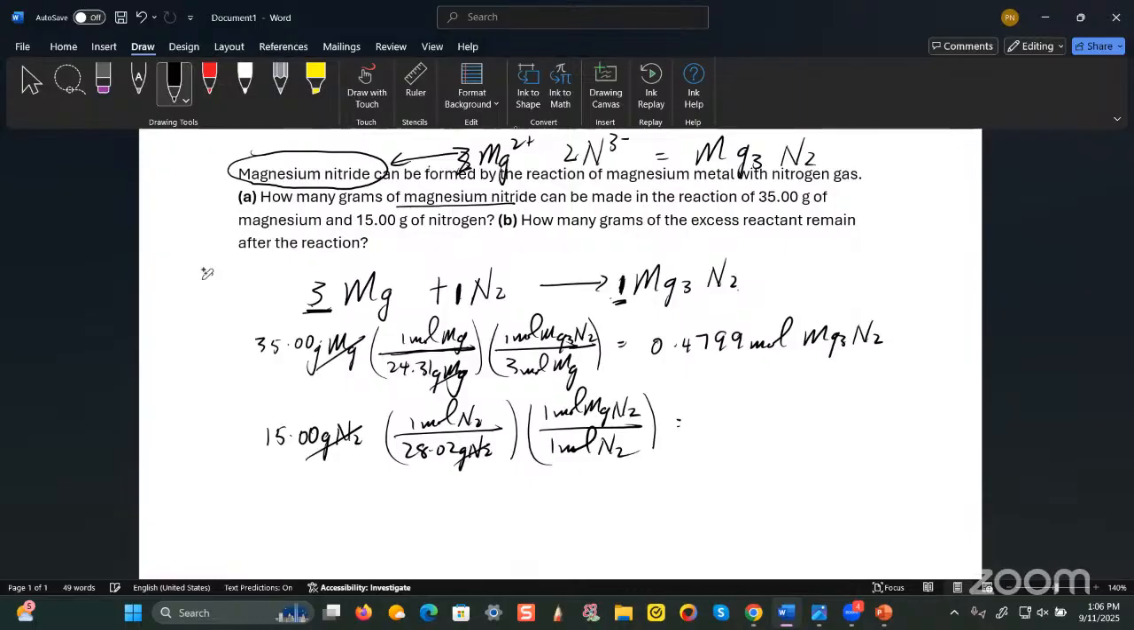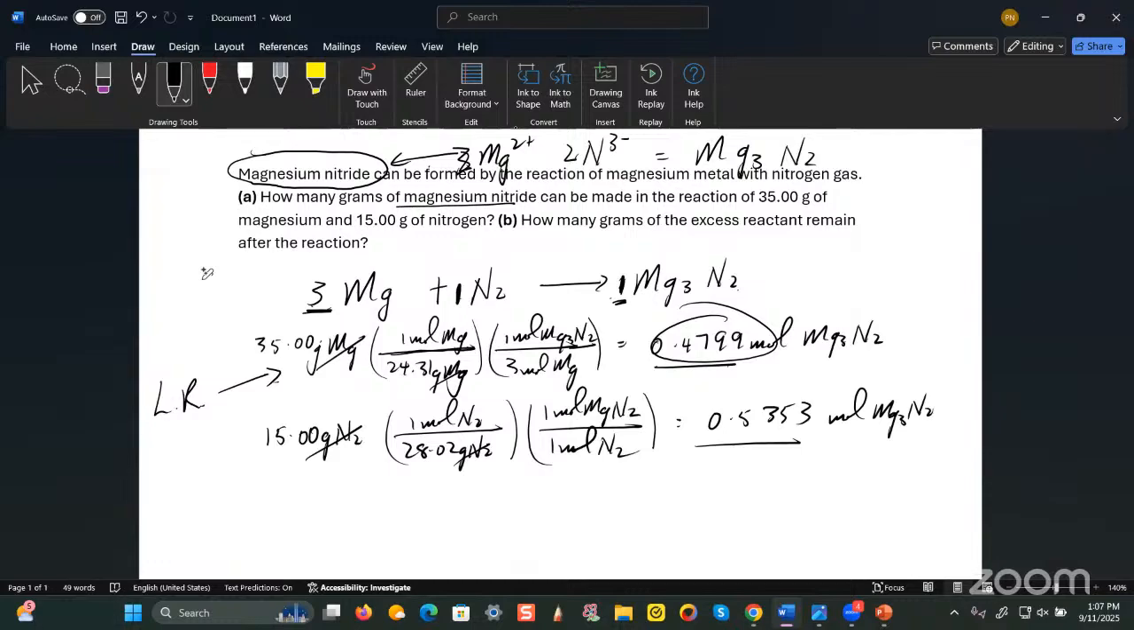And then we do the calculation. So that would be 15 divided by 28.02 times 1. So I got 0.5353 moles of magnesium nitride, all right? So the next step is to compare these two numbers. The one that's lower would be this one right here, right? Which means that the magnesium is the limiting reactant, right?